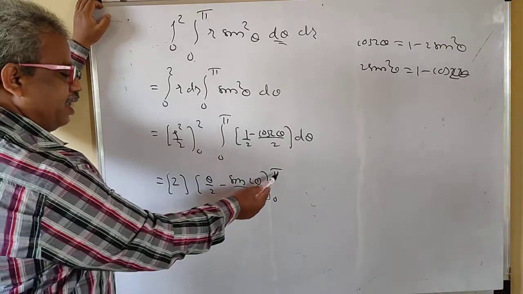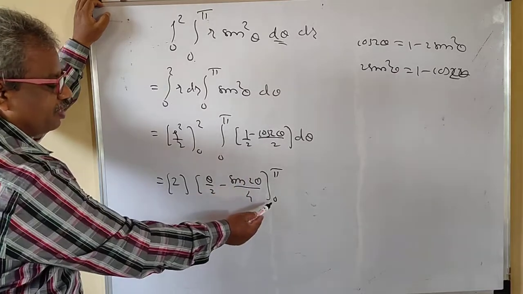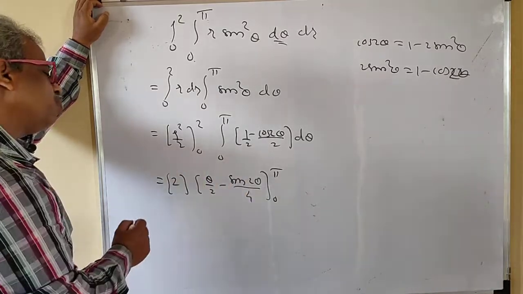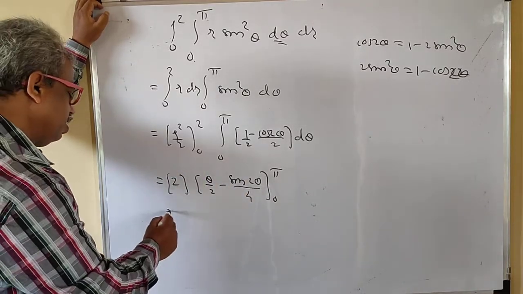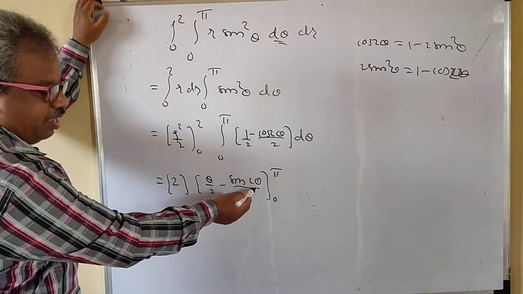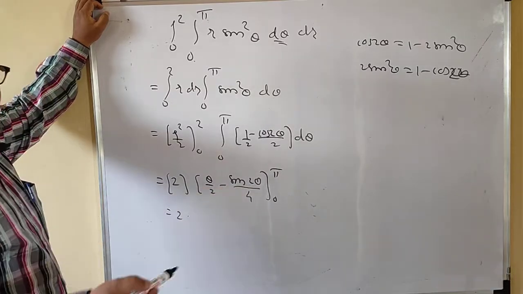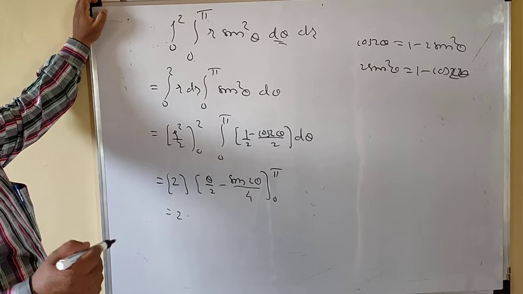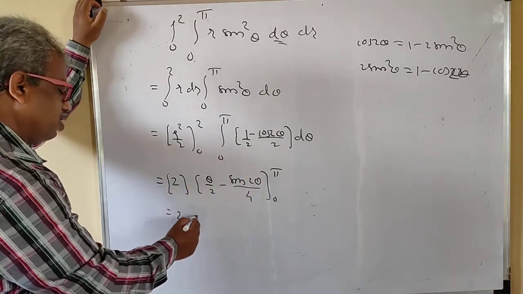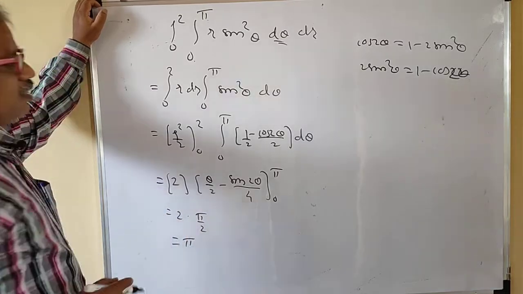If you put pi, sin 2 pi is 0. If you put the lower limit 0, then this is 0, since sin 0 is also 0. So no need to put the lower limit; we'll put the upper limit only. So this is 2 into pi by 2 minus sin 2 pi by 4, which is 0. Sin n pi is always 0: sin 1 pi, sin 2 pi, sin 3 pi all are 0. So the second term is 0. Only pi by 2 remains, so 2 into pi by 2 is pi. This is the only answer.